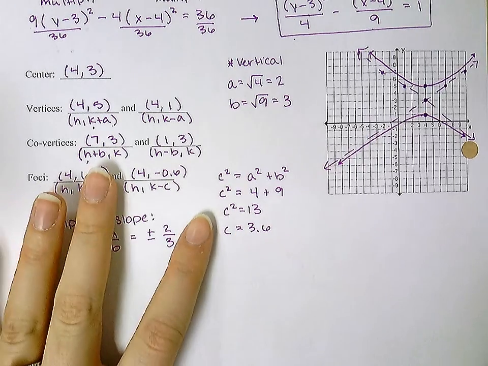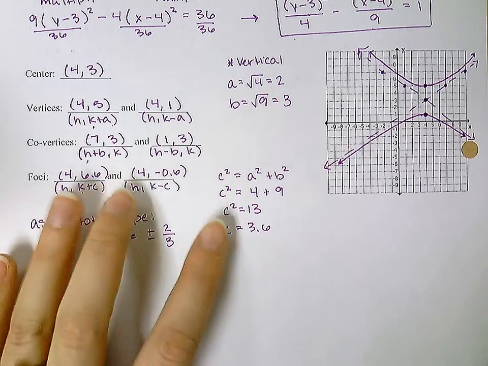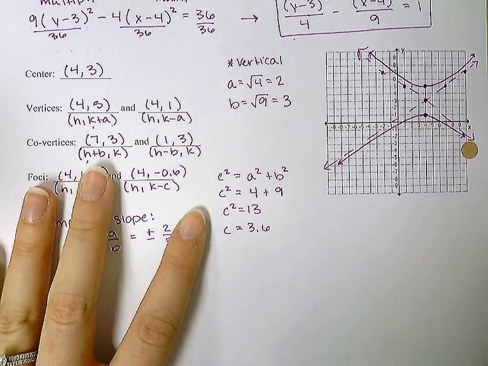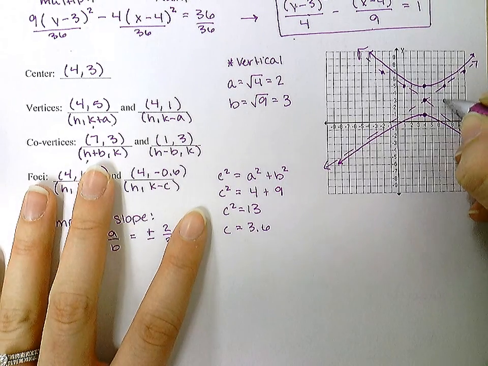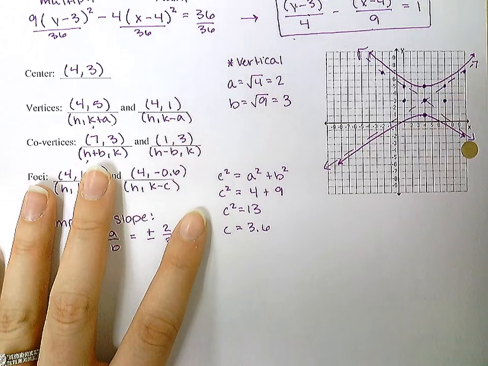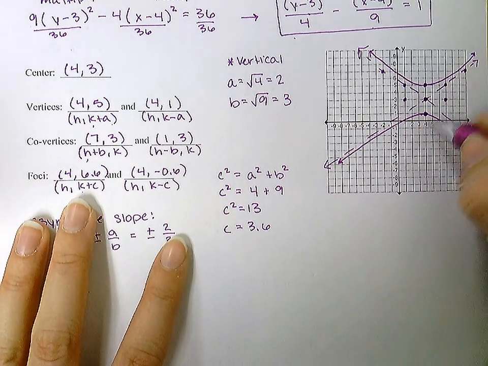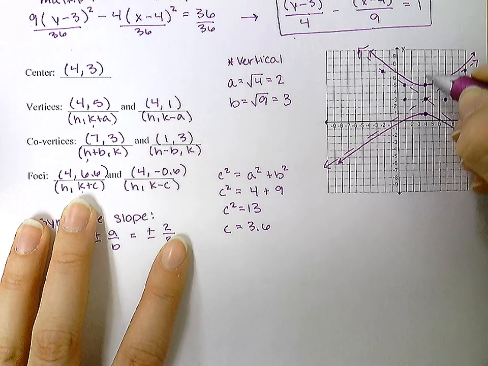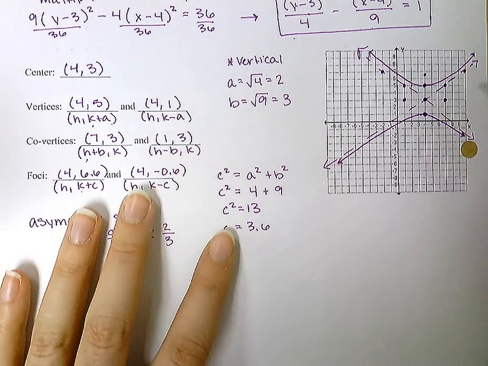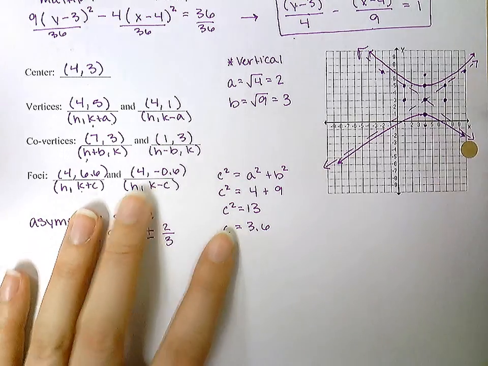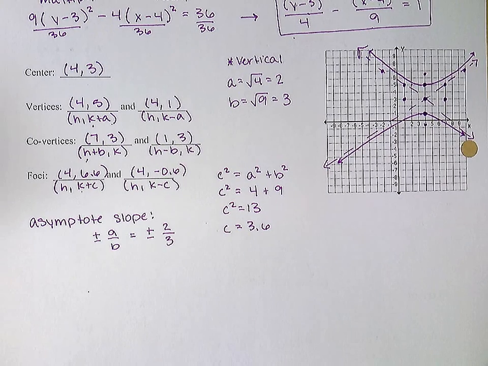Then you can just plot your co-vertices and your foci points as well. So I have a co-vertex at 7, 3 and 1, 3. And then foci points at 4, 6.6 and 4, negative 0.6. Okay, questions on graphing a hyperbola? So you still just have to find those coordinates in order to plot them. This one just has that extra step of finding the asymptote slope.